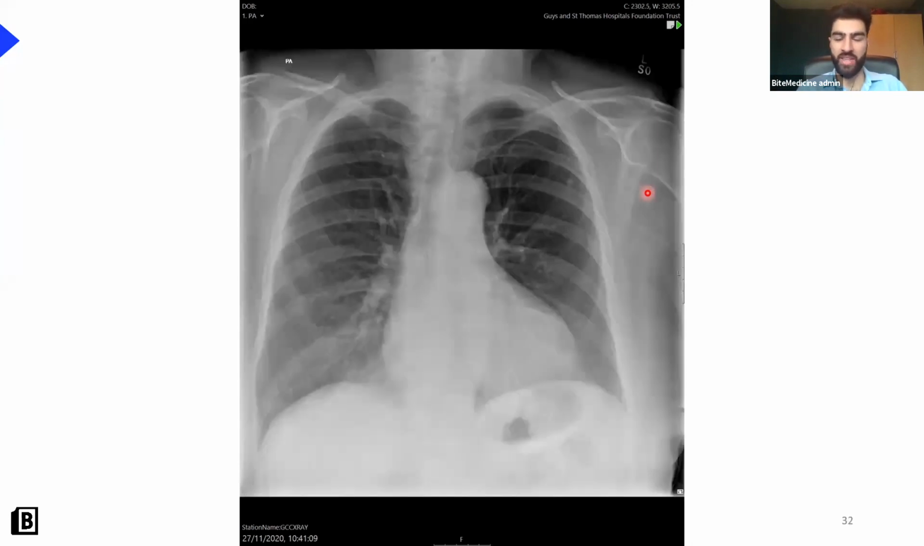Okay, I think we've done enough of this. This is normal again. Don't be put off by the prominent right hilum. Nice crisp hemidiaphragms, nice crisp heart border, nothing going on around the actual chest X-ray.